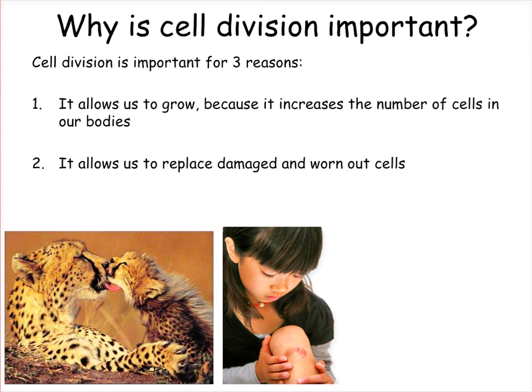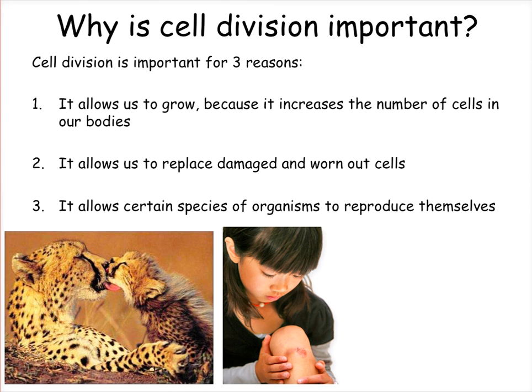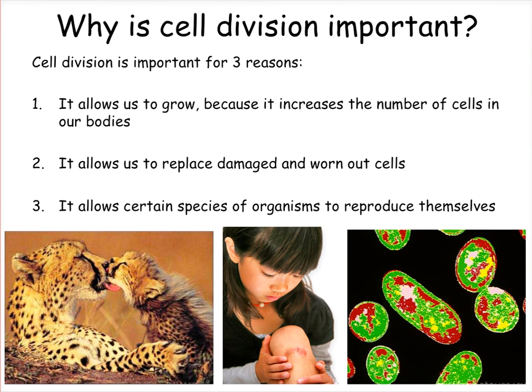The final reason that cell division is important is that some organisms use it to reproduce themselves. Now, typically, the types of organisms that use cell division to reproduce themselves are organisms like the bacteria shown in the photo on the bottom right. We will discuss this simple method of reproduction more when we get to Chapter 4.